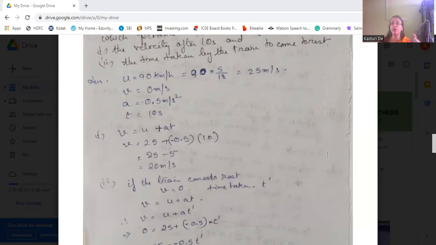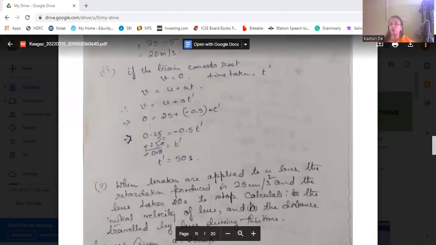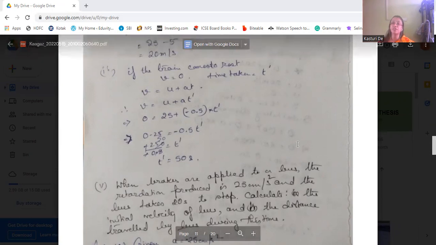Now, the second part of the question: if the train comes to rest, that means it stops, that is the final velocity becomes zero. We need to find out the time when the velocity becomes zero. Again, v is equal to u plus at. u is 25 meter per second, acceleration is minus 0.5, but the time we don't know. The v value will be 0, so 0 is equal to 25 plus minus 0.5 into t dash, where t dash is the time taken when the train comes to rest. So t dash will be 50 seconds. After 50 seconds, it will come to rest.